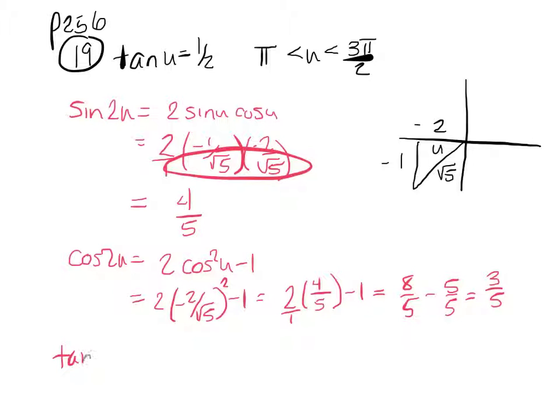Now for the tangent of 2u, of course we could use a formula. But why bother when we could just take sine over cosine? Denominators cancel and you get 4/3.